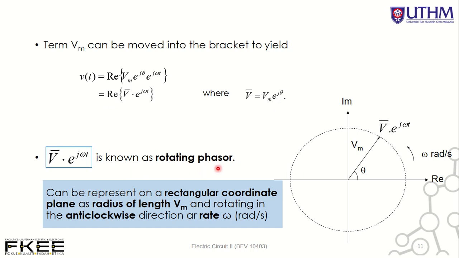So basically this rotating phasor can be represented on a rectangular coordinate plane as a radius of length Vm. This is the magnitude, and it rotates anti-clockwise when t is changing from 0, 1, 2, 3, at a rate of angular frequency omega, which is radian per second. Radian is angle, and this is the speed, angular frequency, radian per second.